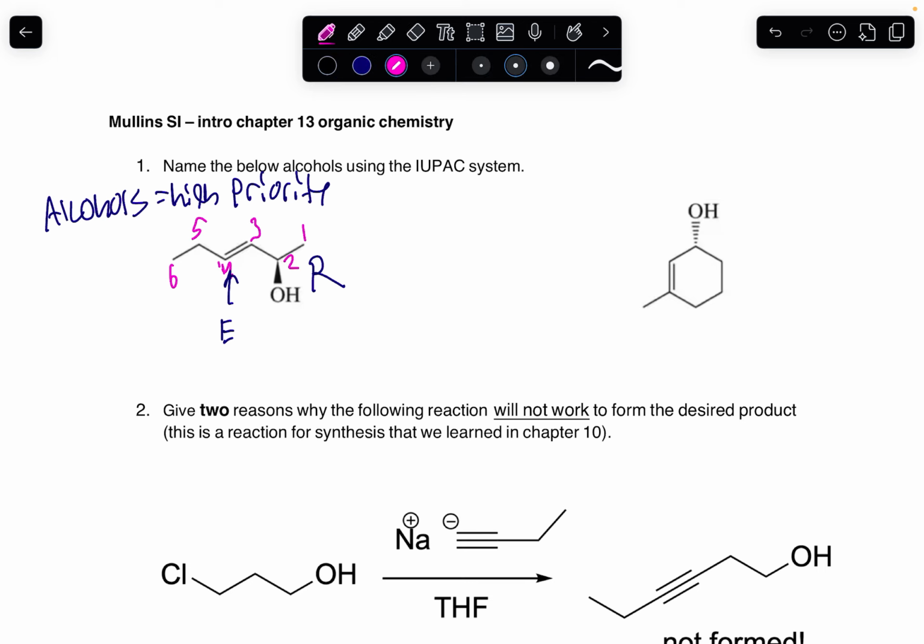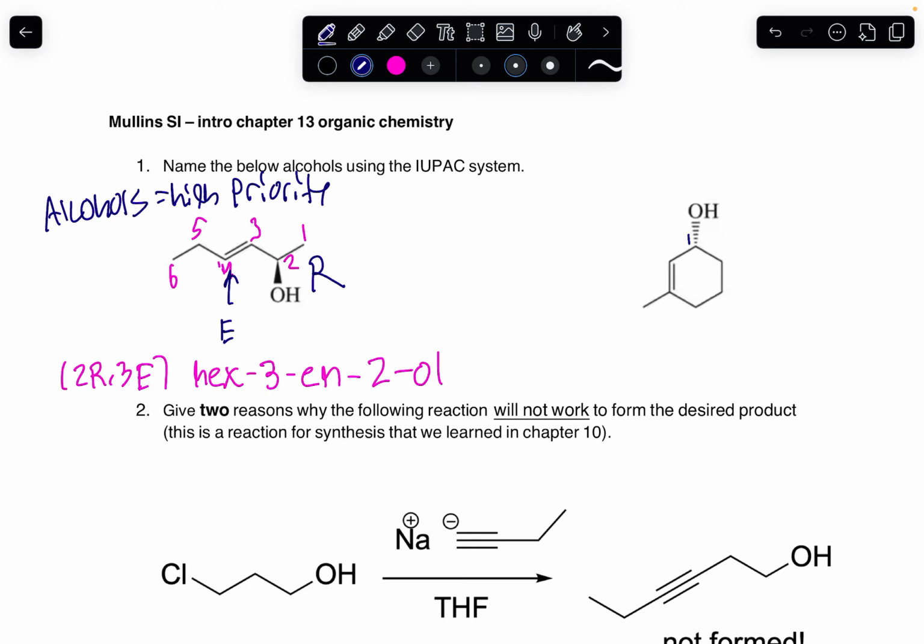So the way that we name this is it's going to be hex, and then to specify the position of the alkene, I'm going to put 3-ene, and then 2-ol. So it's a little weird to name it like that, but that's just how we do it. Hex-3-ene-2-ol, and then I specify stereochemistry 2R, 3E at the beginning to go ahead and specify what those stereocenters are.